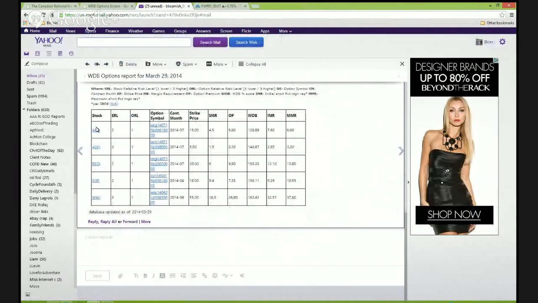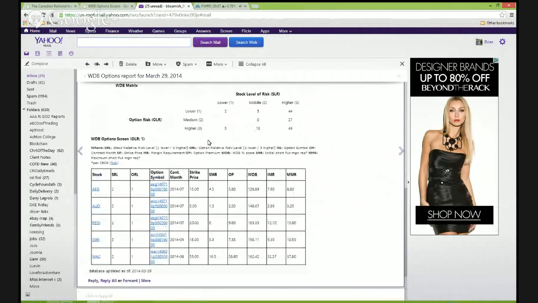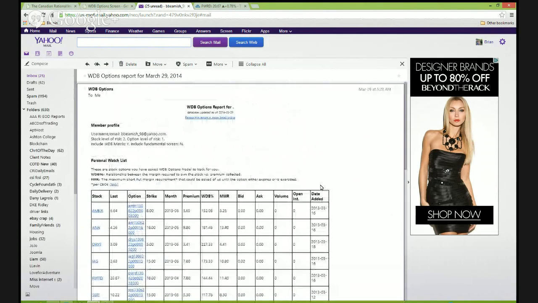Anyway, the long and short of it is, here is your report, the one generated most recently. This is the entire universe of stocks, from lower risk all the way up to higher risk, based on these criteria, and every day in your email you get a nice little summary of what stocks are meeting the criteria. And this is basically where I hunt for my value trades.